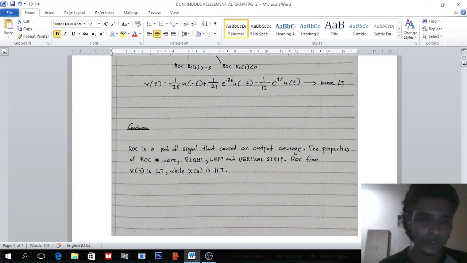And as for the conclusion, the ROC is a set of signals for which the transform converges. The properties that we saw just now in the ROC were right sided, left sided, and also vertical strip. The ROC from x(t) is the LT, while X(s) is the ILT.